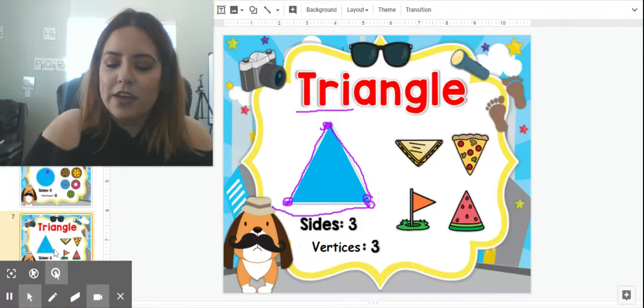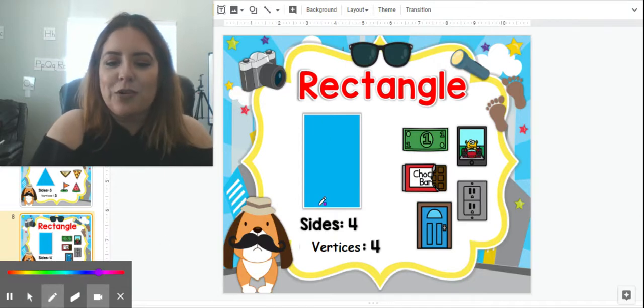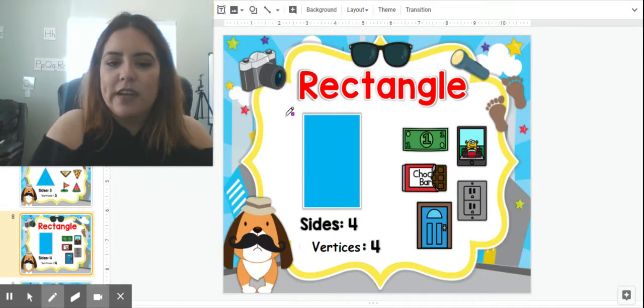Okay, let's look at our next shape. Rectangle. A rectangle has 4 sides, so 4 straight lines.